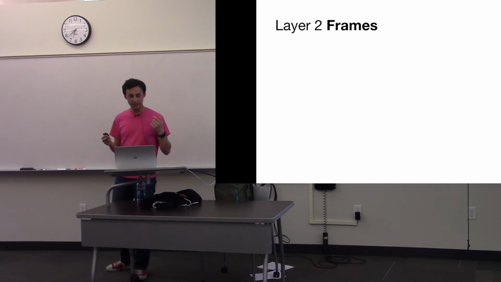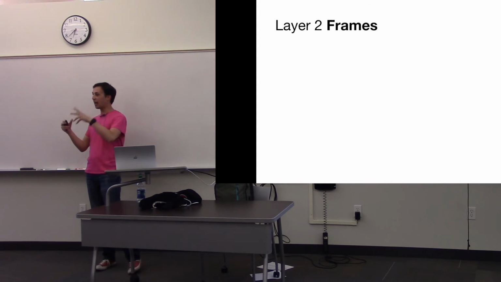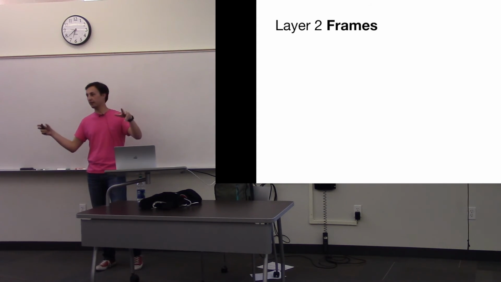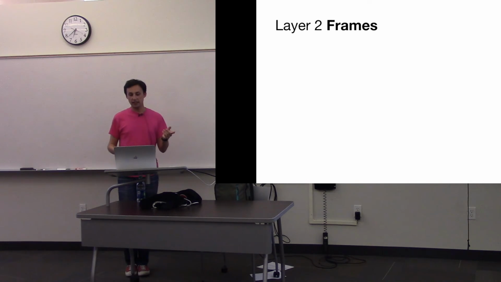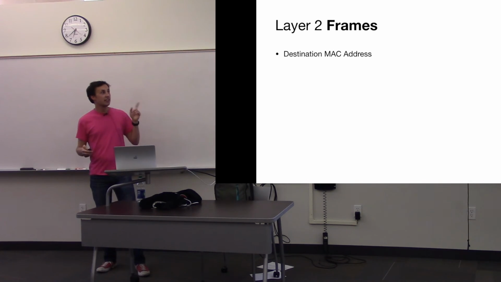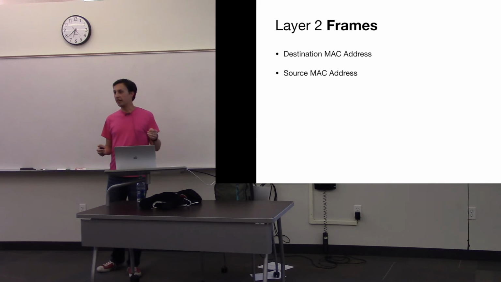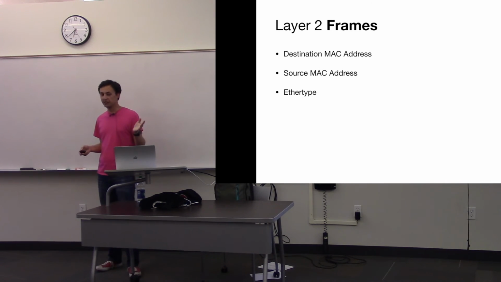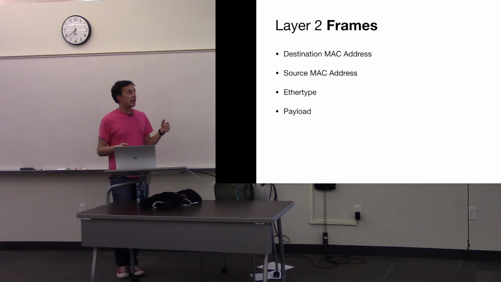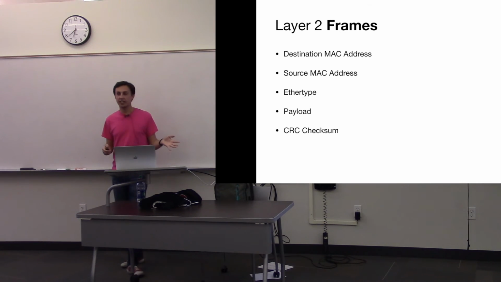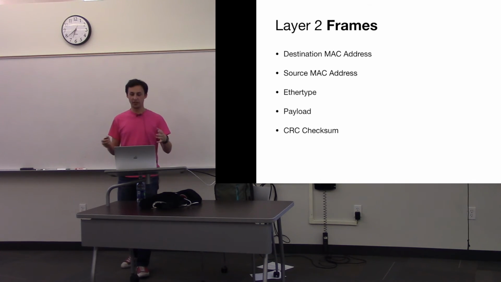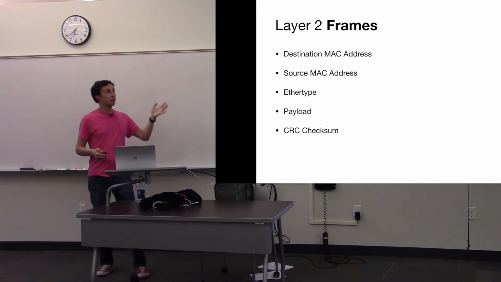And so the layer 2 frames are what we encapsulate in this layer 1 packet that we send along the wire. And that has the destination MAC address, the source MAC address, an identifier called the Ethertype, which describes the type of payload we're actually transmitting, and then a cyclic redundancy check, which determines that the packet actually got sent properly along the wire.